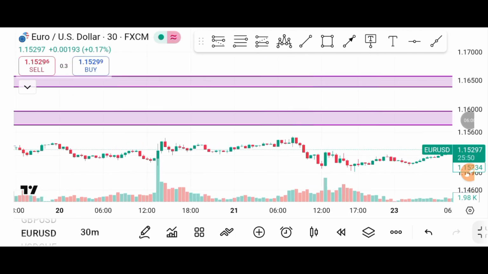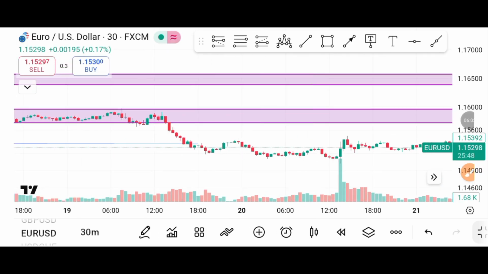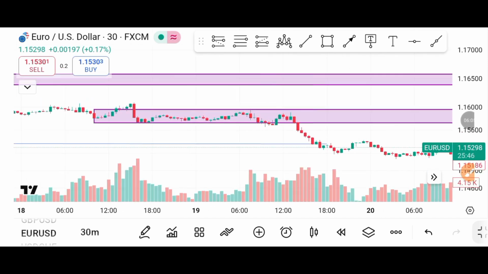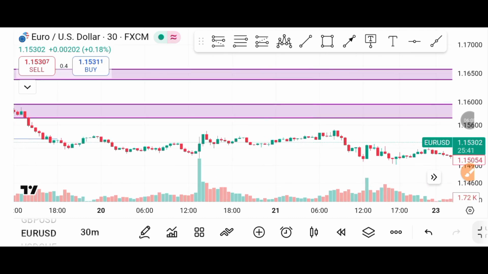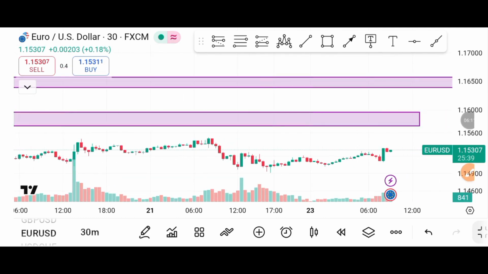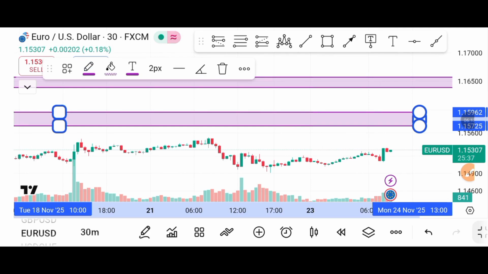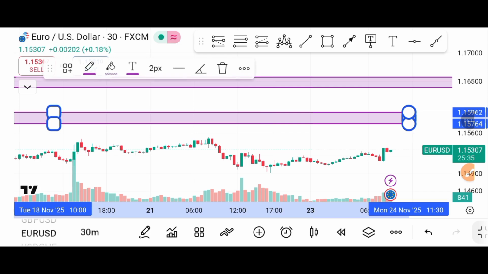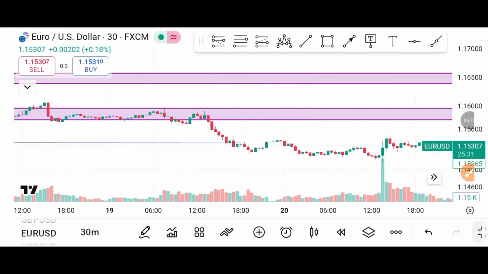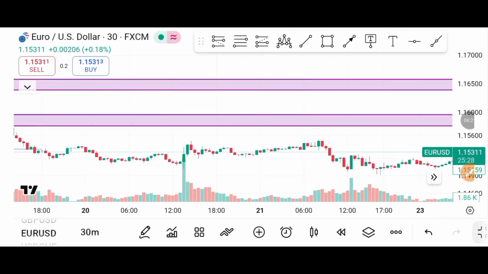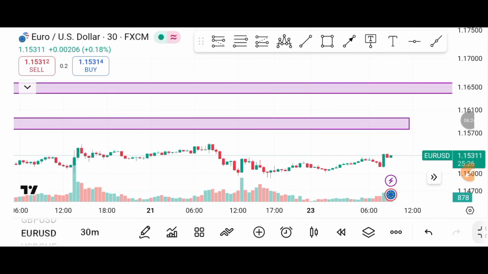Okay, so the most relevant areas or levels are the areas or levels we're going to be looking at. So this same order block we marked out on the 30 minutes time frame is very much valid and relevant too. So we'll see what price is going to do. It's still very much intact. Nothing has changed. So we can only refine it a bit to fit the order block properly.